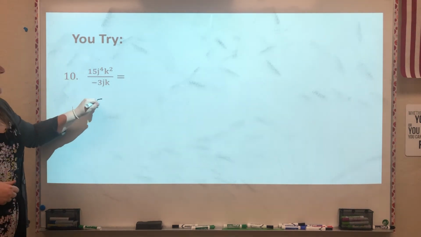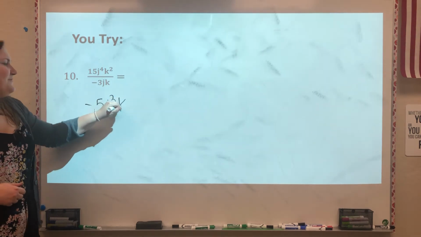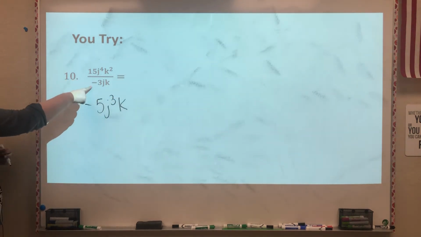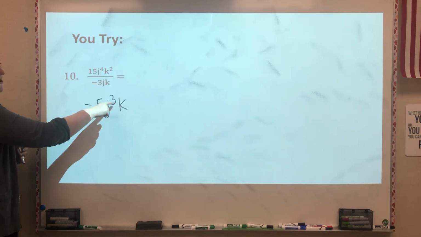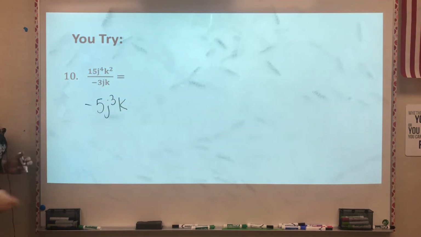Here we've got negative 5, j cubed, k. The 15 divided by the negative 3 gives me negative 5. And then when I subtract my exponents, 4 minus 1 gives me 3. And 2 minus 1 gives me 1. And I don't have to write the exponent 1.